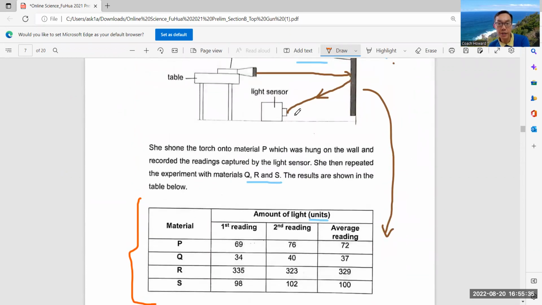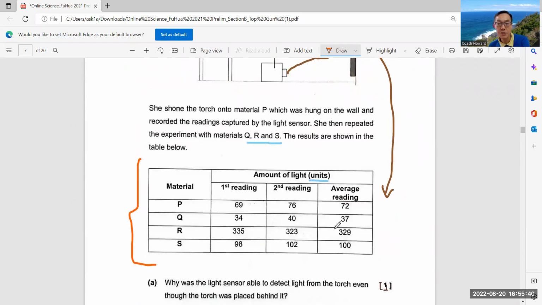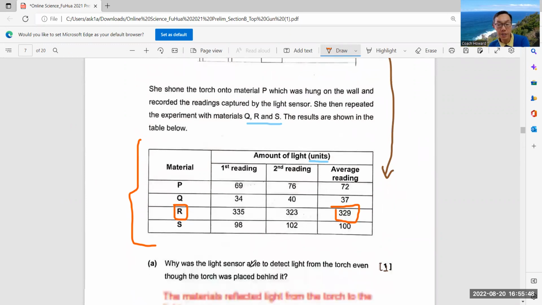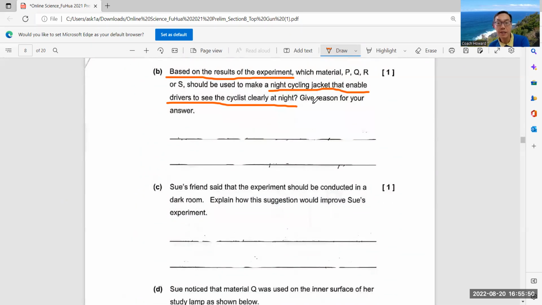If you understood this, you look at the light sensor. Which one detects the highest reading? You single out this one, and then you correspond it to this material. So it's material R. Then you give the reason, because they say give a reason for your answer. I'll tell you what happened: some students left out the last part of this answer, and they will lose half a mark. So this is what you should do. Let me put it here.